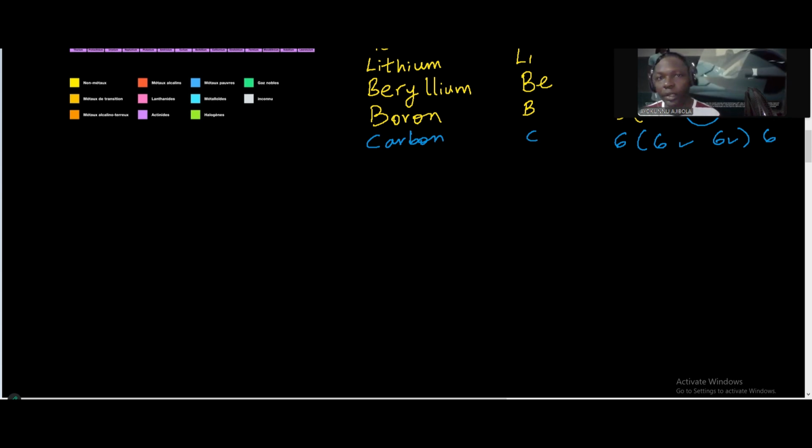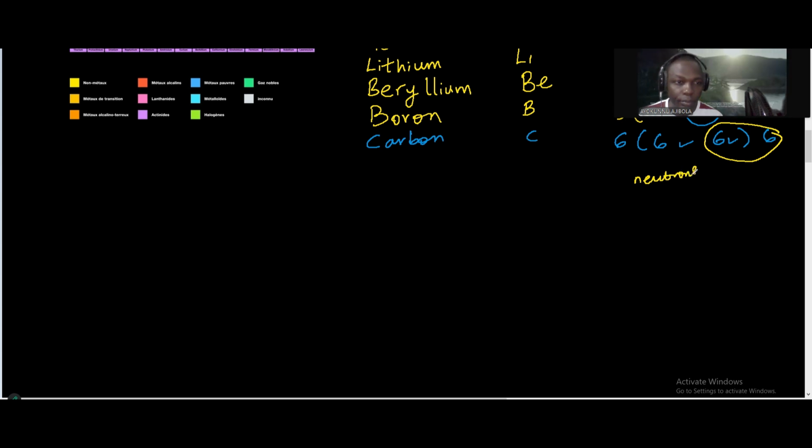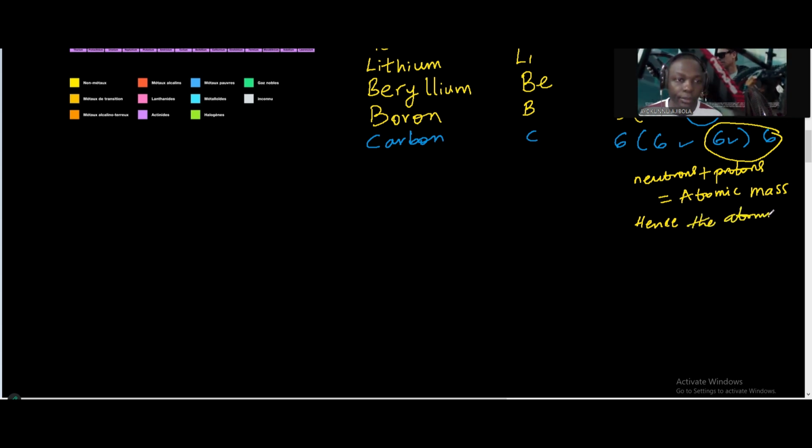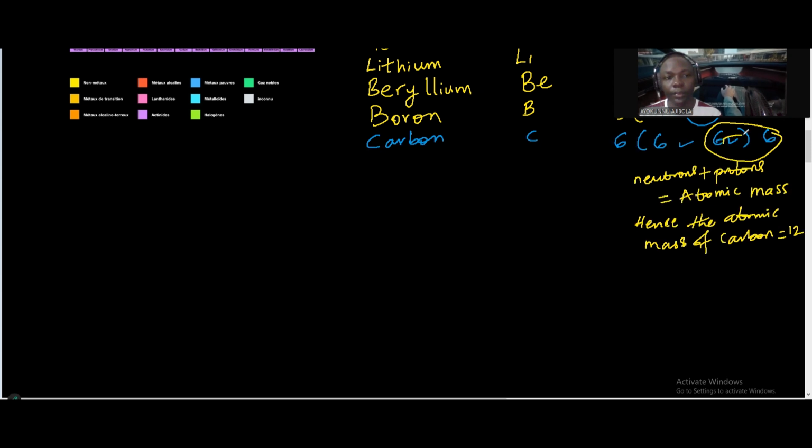There is a significant meaning to the number of neutrons and number of protons. Take note. Let us indicate that neutrons plus protons equal atomic mass. Is that clear? Yes. Hence, what is the atomic mass of carbon? It equals 12. Where did I get 12 from? 6 plus 6. Is that clear now?